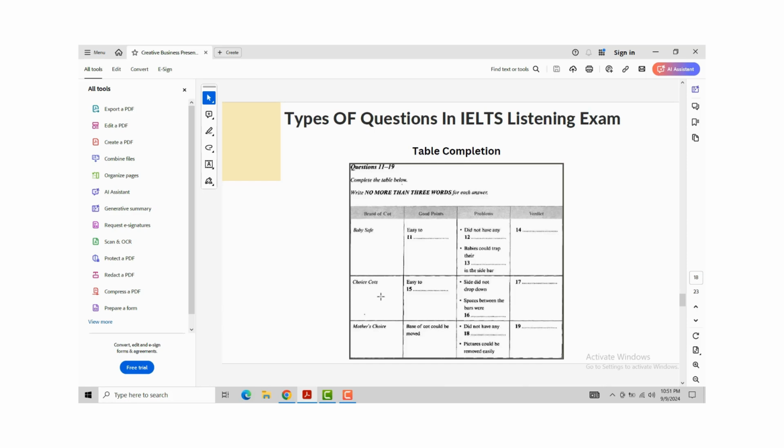One thing I would want to tell you about table completion is that a table categorizes relevant or similar information, and all the information or questions in the table will be related to each other, or will be about one specific topic or one specific product or one specific subject. Okay, so this is the table. As you can see, the information is divided into a table, and you have to listen to the recording and write the missing words or answers in these provided spaces to complete the table.